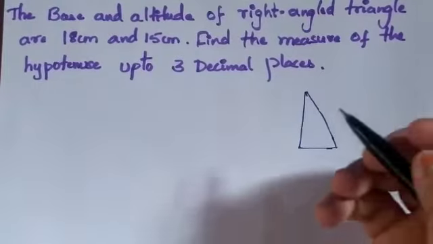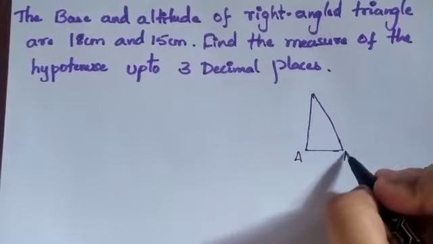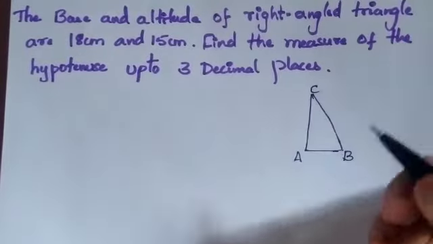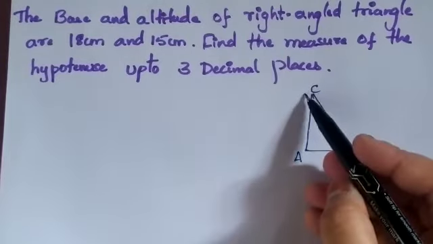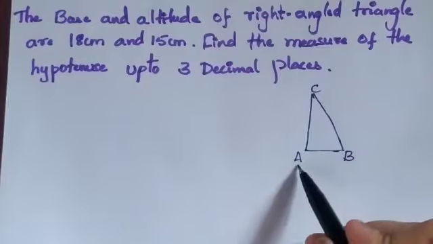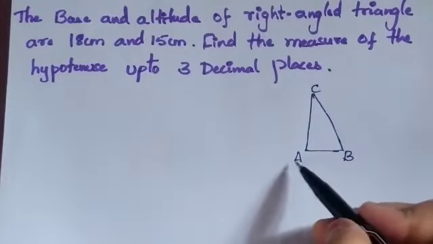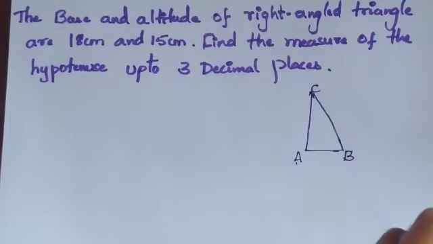In that right angle triangle, I am going to consider this as the point A, this as the point B, and this as the point C. Here AB is the base, AC is the altitude, BC is the hypotenuse. I'll repeat it once again: AB is the base, AC is the altitude, BC is the hypotenuse.